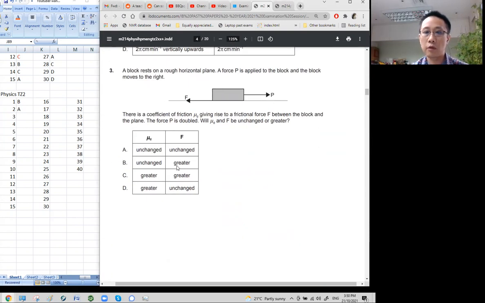Question 3, a block rests on a rough horizontal plane. With a force applied, there is a coefficient of friction mu d giving rise to a frictional force. And the force P is doubled, and how would that doubling the pull force affect the frictional force? It turns out this is just a matter of understanding that the coefficient of friction depends on only the material. The friction itself will also depend on the normal reaction force, but the normal reaction force is unchanged even if you increase the horizontal force. So the answer should be A.